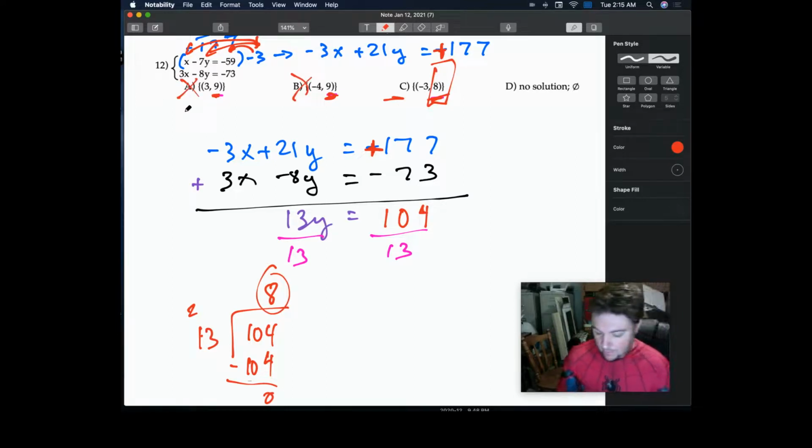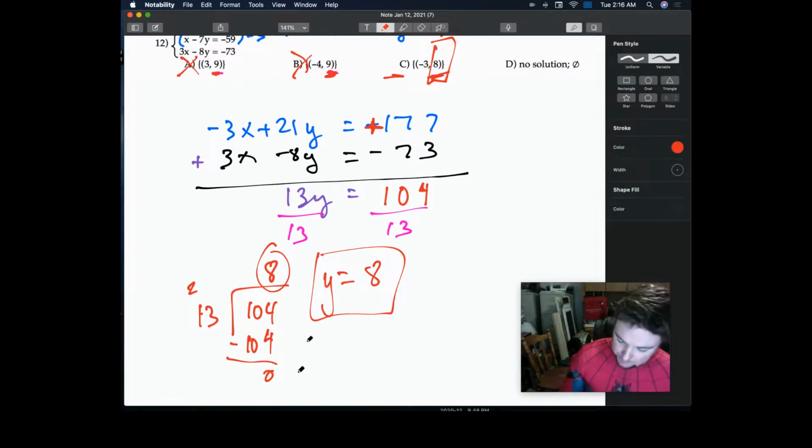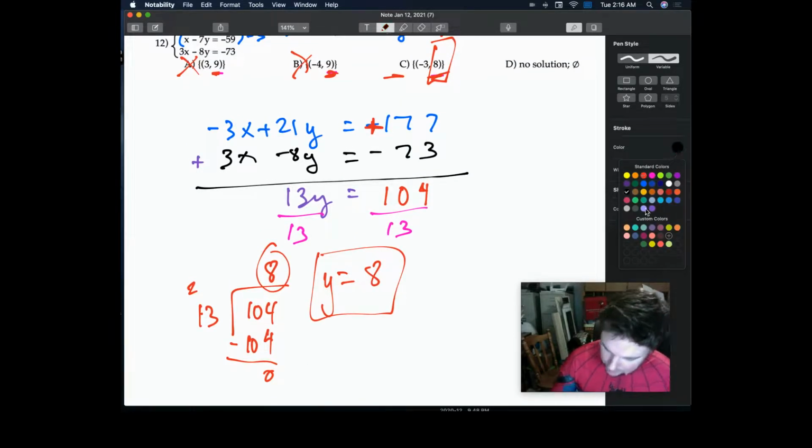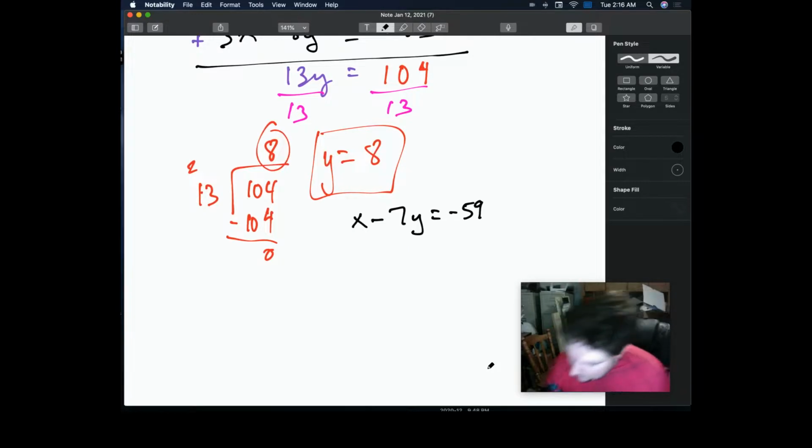B and A are out, okay? But I'm not going to be lazy. Don't want to upset Spider Kitty. And we're going to take y equals 8, and we're going to plug it back in. What equation am I going to plug it back into? I can plug back into whatever I want. I personally think I should plug back into, you know what? I think the top equation is better. So let's go ahead and do that. Let me give myself a little space here. Let me rewrite the top equation because I'm going to scroll up and I'm going to lose it. So x minus 7y equals negative 59. We know y is 8.